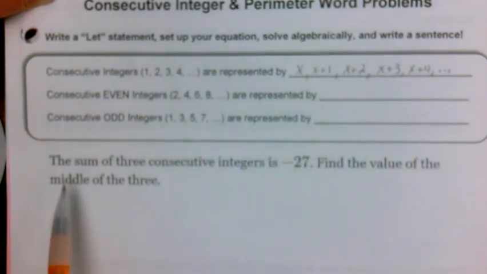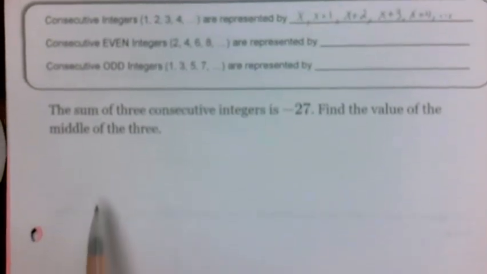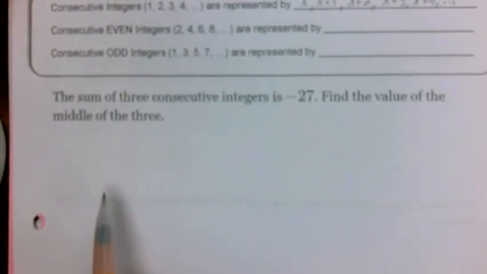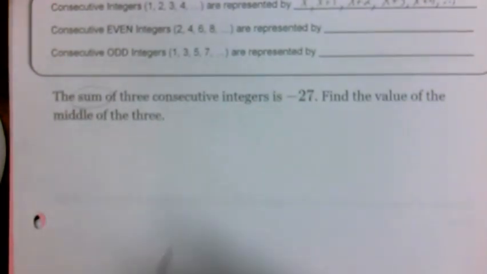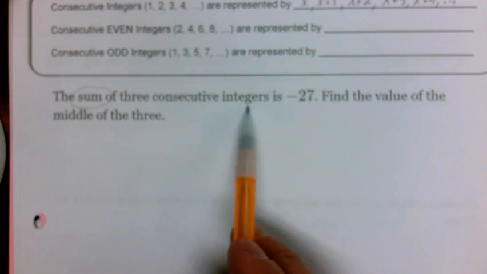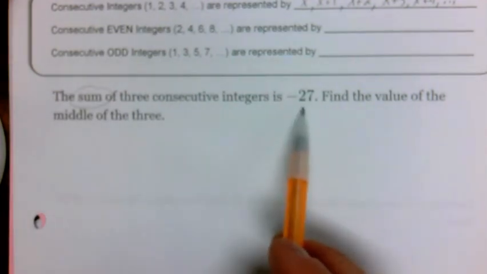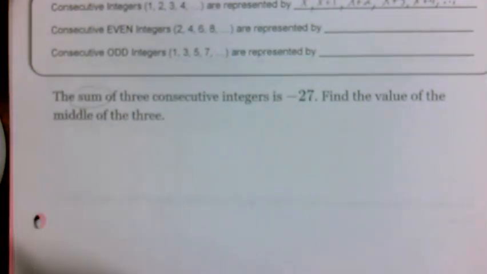In our first example underneath, it says the sum of three consecutive integers is negative 27. Sum, of course, means that we're going to be adding. I'm adding three consecutive integers. The sum is negative 27. They want us to find the value of the middle of the three numbers.